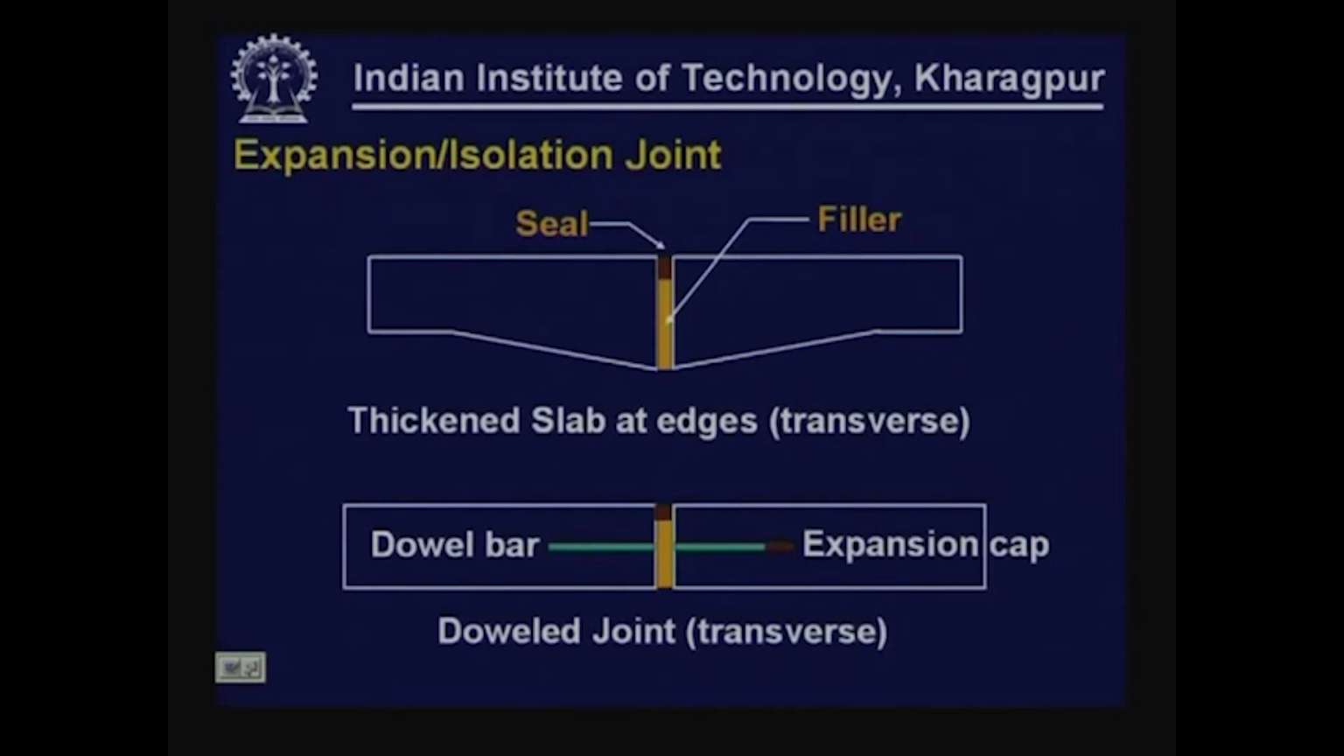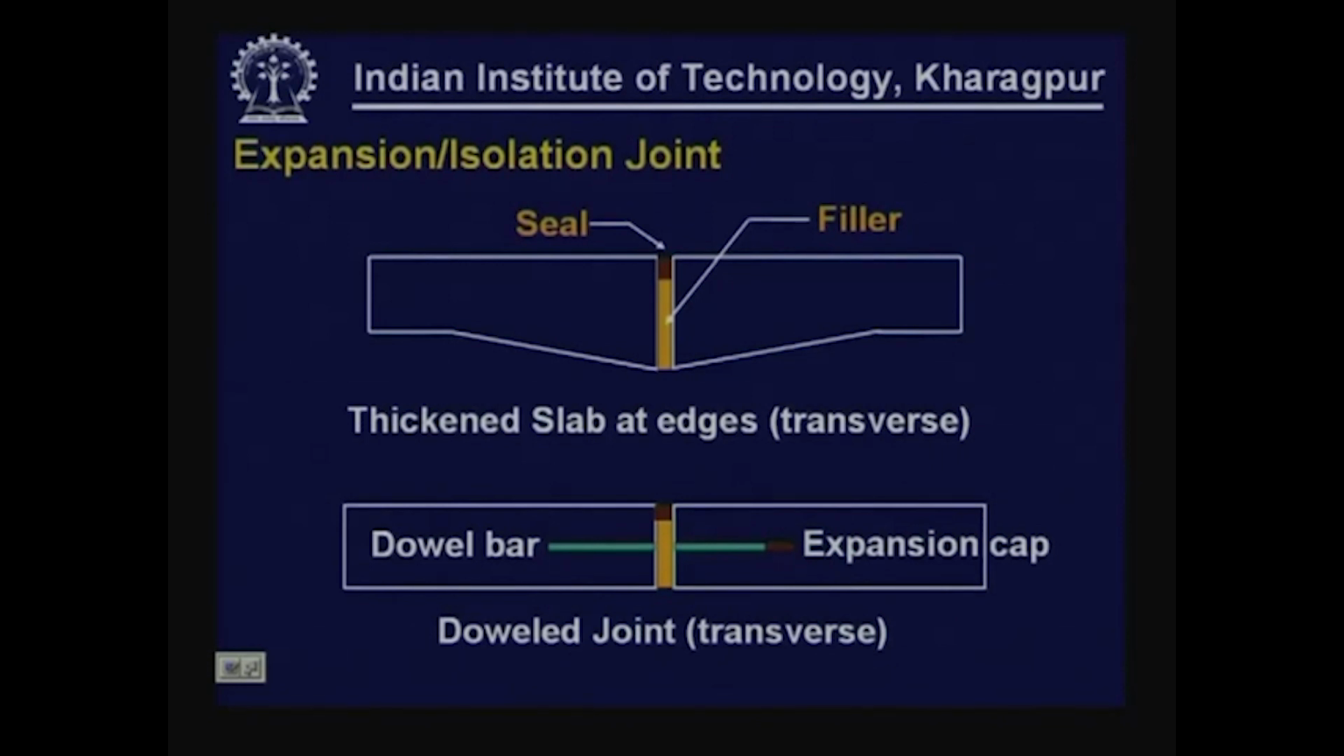Expansion joint by definition has to be a separation; there has to be sufficient gap provided for the slab to expand and then close the gap. So, there has to be sufficient width of gap provided. Obviously, one has to maintain this gap by sealing it to prevent foundation material from coming through the joint, and also to prevent water from going into the pavement and weakening the foundation. So, this is usually sealed with a suitable filler material.